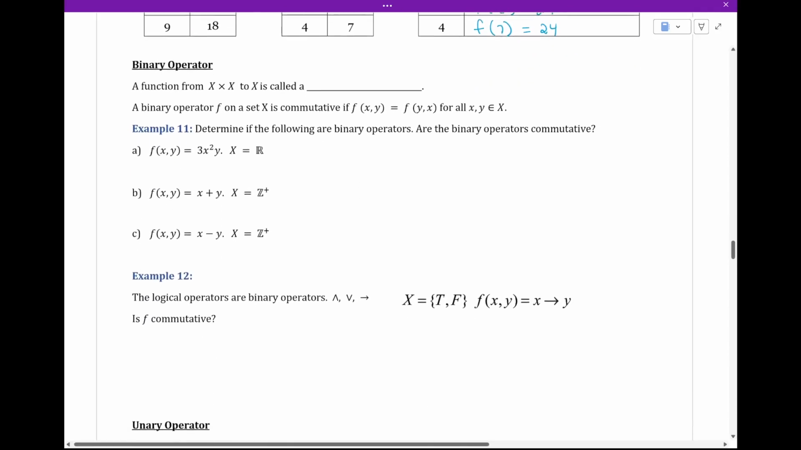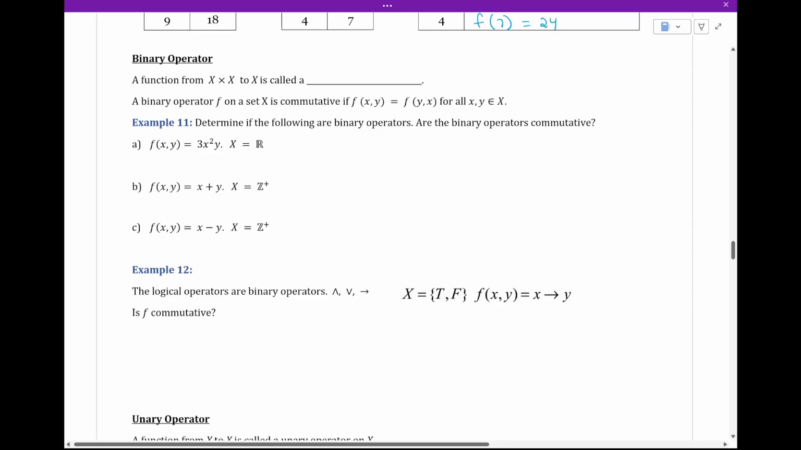Let's talk about the binary operator. A function from x cross x to x is a binary operator. Binary meaning 2, because I'm taking 2 x's and turning them into 1 x. So a common binary operator would be something that takes R squared and turns it into R. The thing is, all of these have to be the same. The set x is the same for everything.